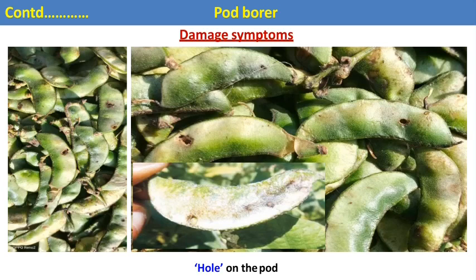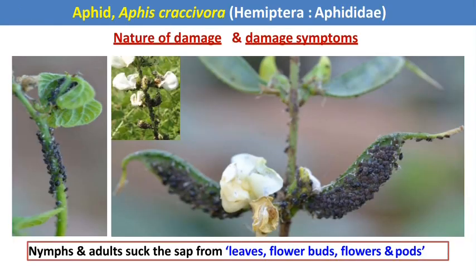It means that the yield is directly reduced. These are some of the infested pods of the field bean. The caterpillar makes these small holes on the surface of the pods and feeds on the inner content of those pods.